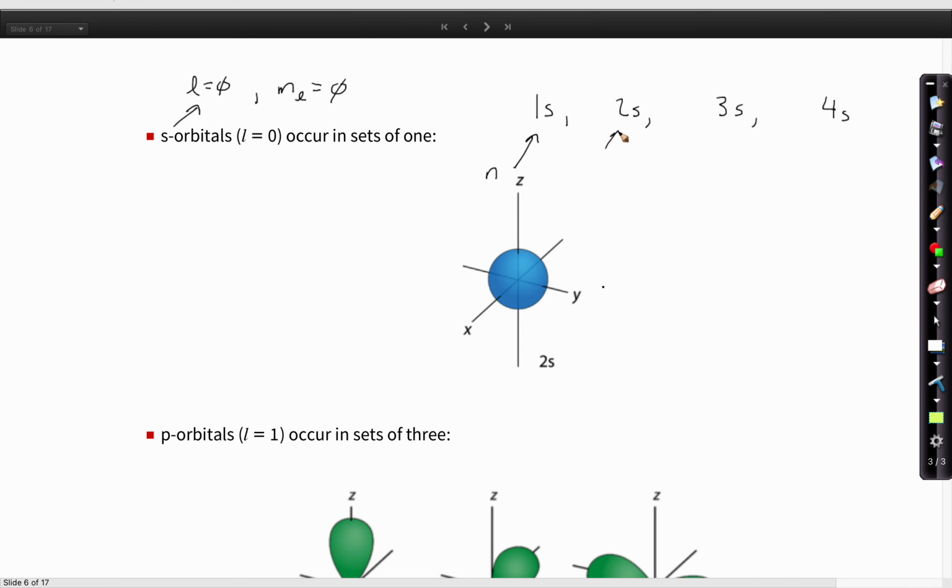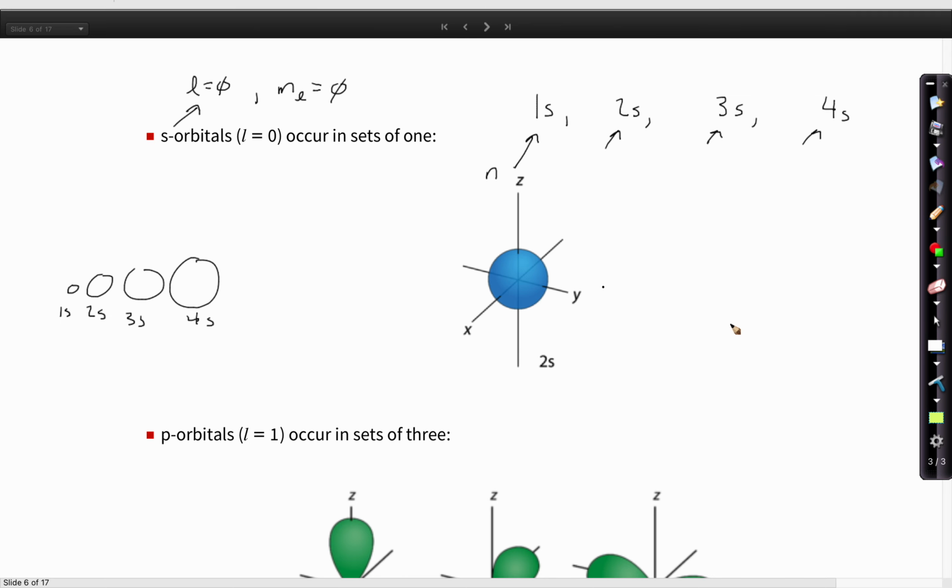And notice the n value goes up 1, 2, 3, 4. So again, we're going from smaller to bigger as we go up. This would be the 1s, this would be the 2s, this would be the 3s, this would be the 4s. But on each level, you only get 1 s orbital.